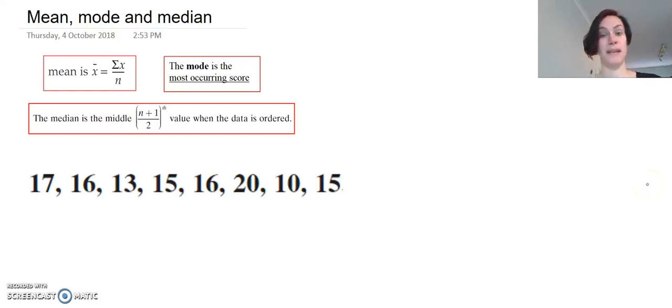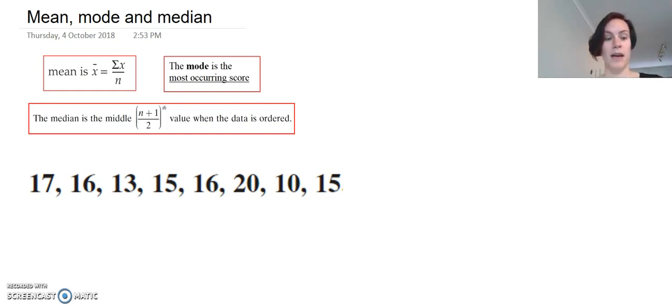In this lesson, we're going to learn about mean, mode, and median. Now, these are all things we've done before, but we're learning some new formulas to step it up a level. Here is our data set right here: 17, 16, 13, 15, 16, 20, 10, and 15. What we are going to do is find mean, mode, and median using our three formulas that are right on the screen.